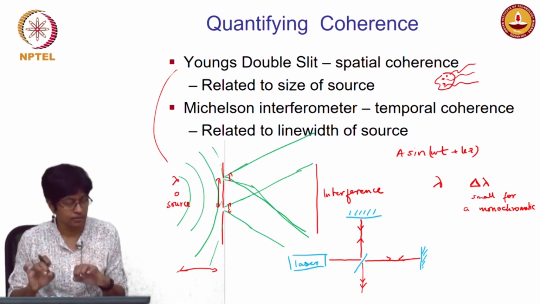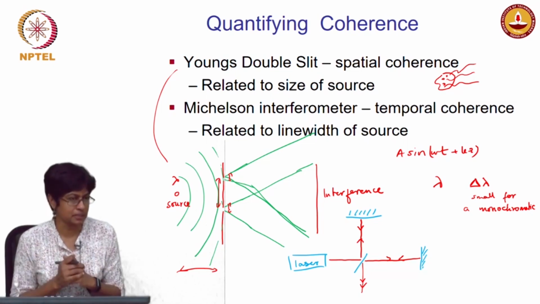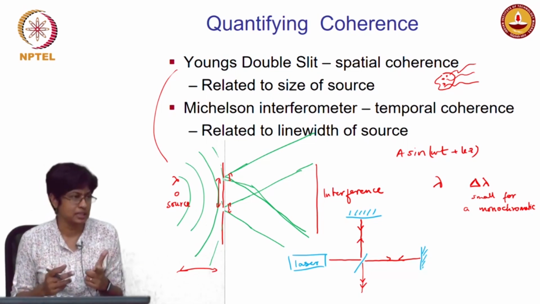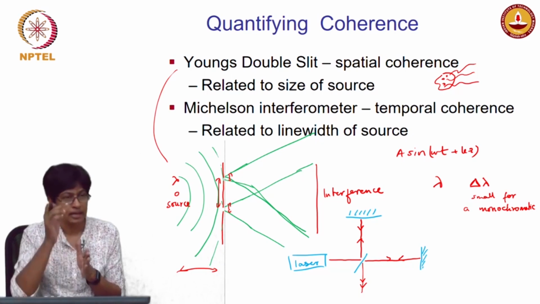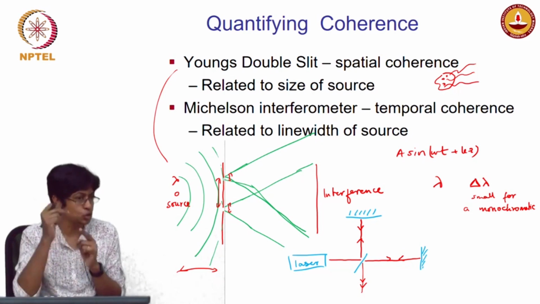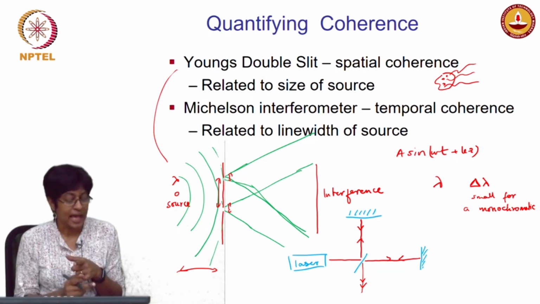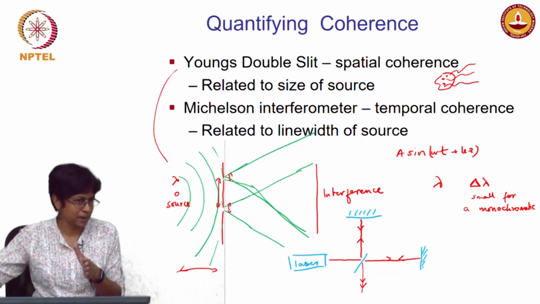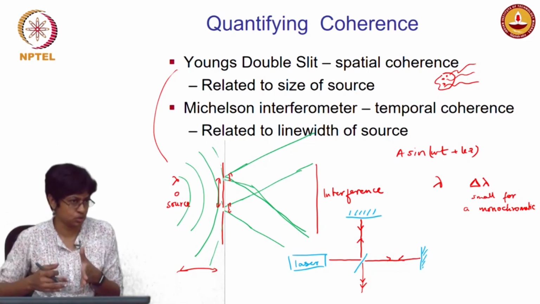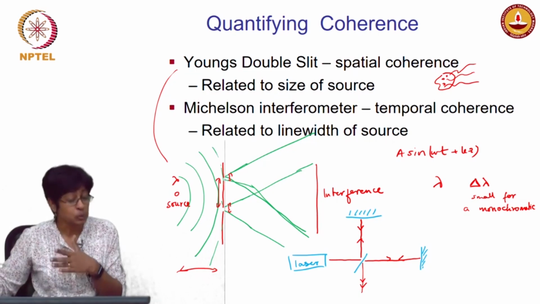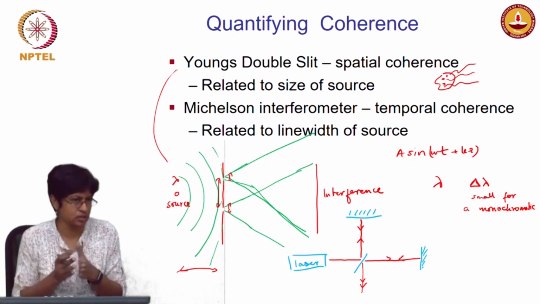What's the point or the difference from the Young's double slit? In the Young's double slit, the slits ensured that you made two sources out of the same wavefront. And then you looked at the interference pattern of the two waves coming from these sources. And therefore, that interference pattern would tell you about the spatial coherence of the source.